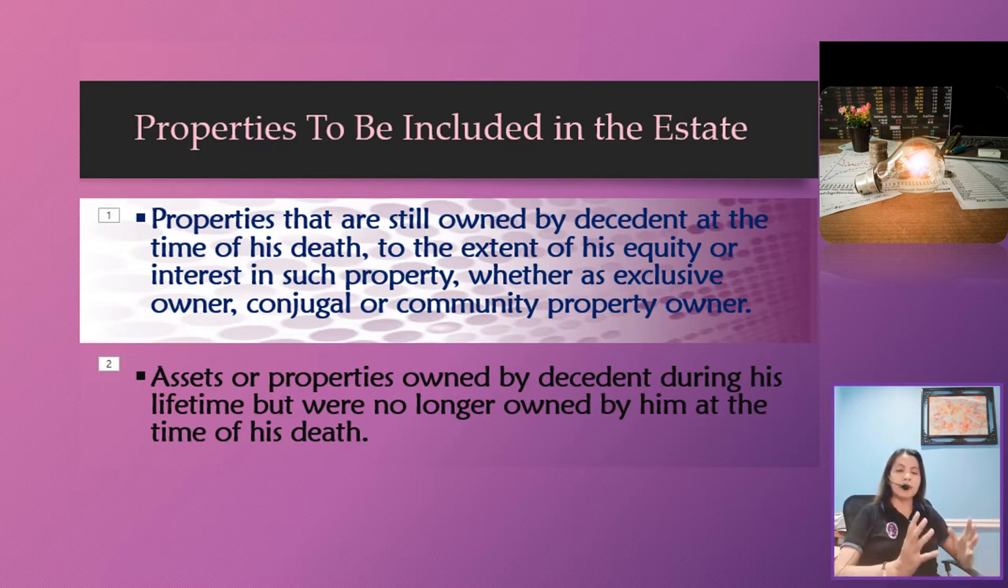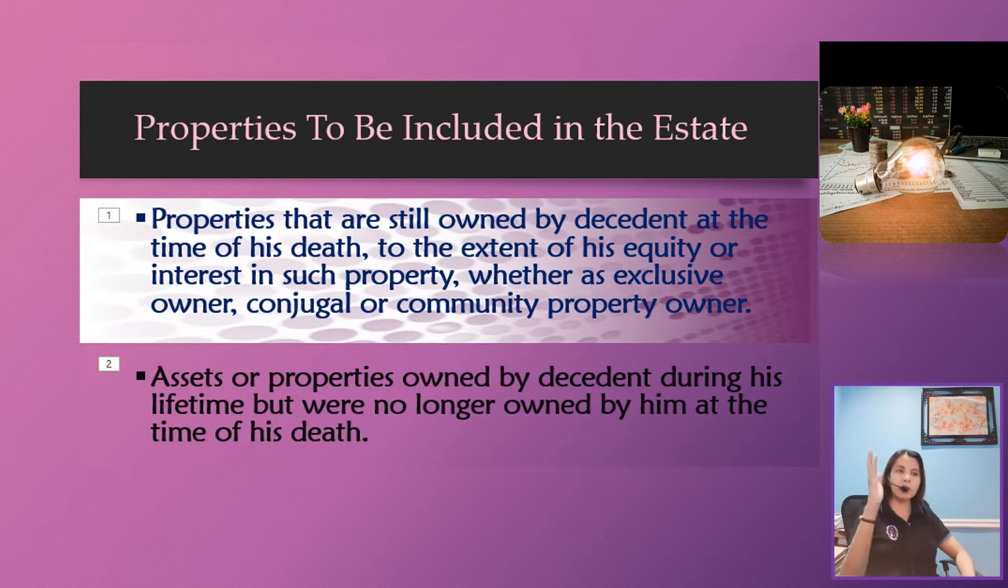Now, for this first category, it is simple. That is why I said these are the properties physically present in the estate of the decedent. At the time of the death of the decedent, these are the properties registered in his name, whether it be real property, personal property, tangible or intangible personal properties. These are the properties registered in the name: the title, the certificate of registration, certificate of stock, the business registered in the name of our decedent. That is why they are physically present in the estate of the decedent.